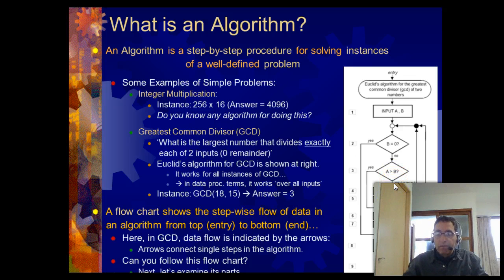If it's not, then what we're going to do is take B minus A and make that the new B. So let's see, what were the numbers? We said 10 and 12. So suppose A is 10 and B is 12. Is A greater than B? No. So then we're going to take B minus A.